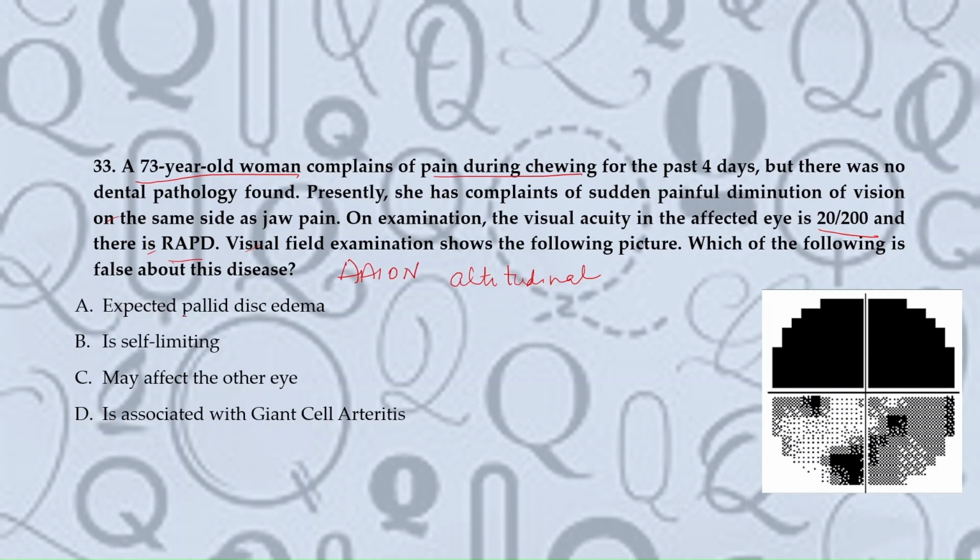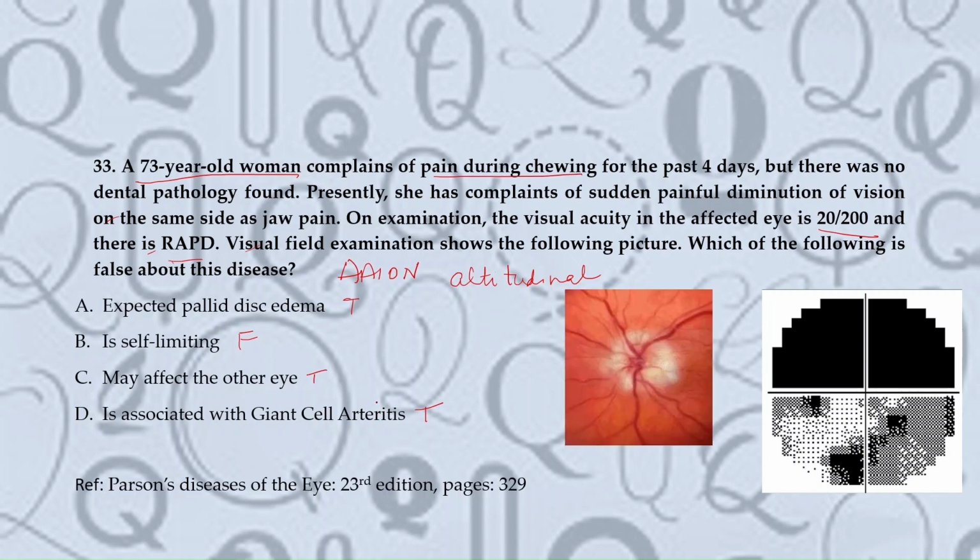What do we expect here? There is expected pallid disc edema. So this is true. Is it a self-limiting condition? Not at all. It cannot be a self-limiting condition because it's an inflammatory condition. We have to treat it with steroids. May it affect the other eye? Yes, it is associated with giant cell arteritis. True. So the right answer here is self-limiting. It is not a self-limiting condition and you need to act urgently. It is a neuro-ophthalmic emergency.